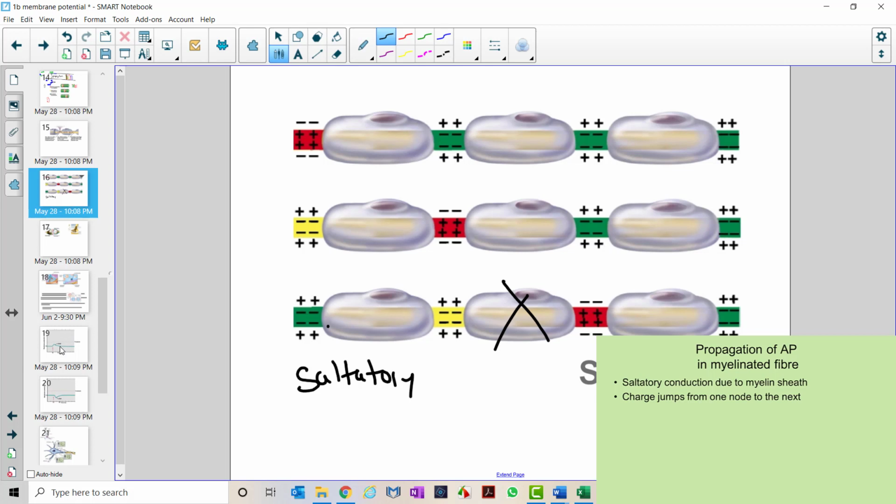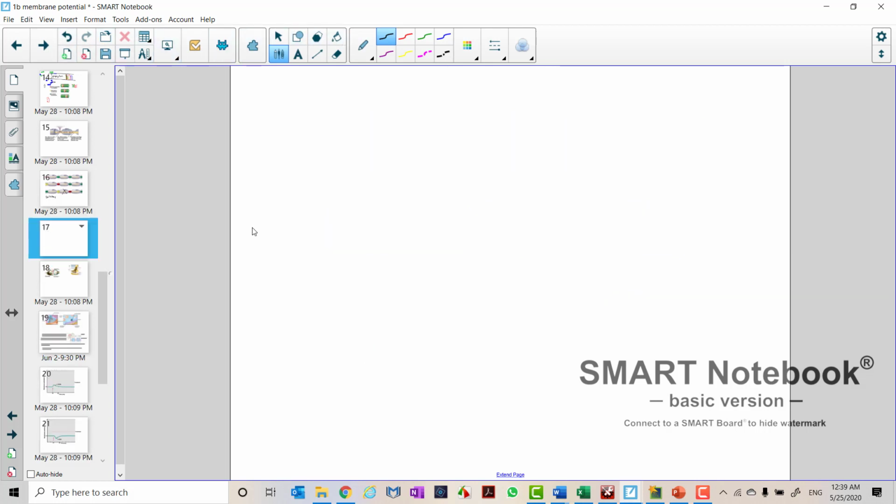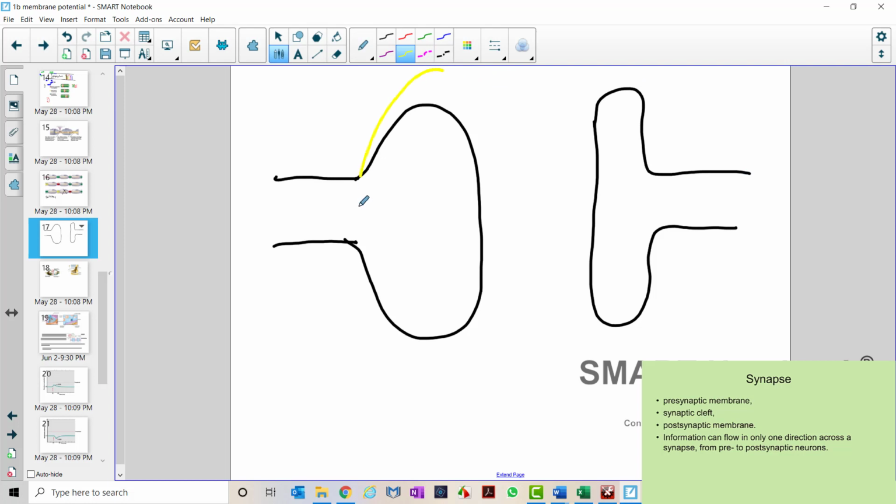So now we make it to the end. We make it to the synapse. Okay? So at the end of our axon, we have a synapse. So I'm going to draw it here. And here I'm going to draw a dendrite. So this is the post-synaptic. So this whole area here, I'll do it in yellow because we can't see yellow very well. This whole area here is called a synapse.